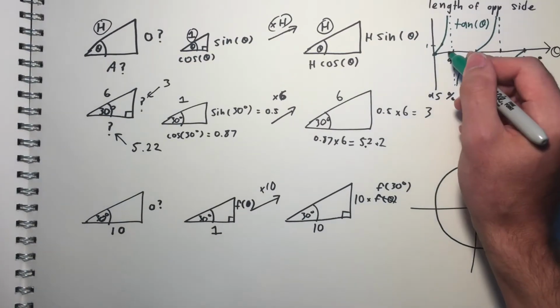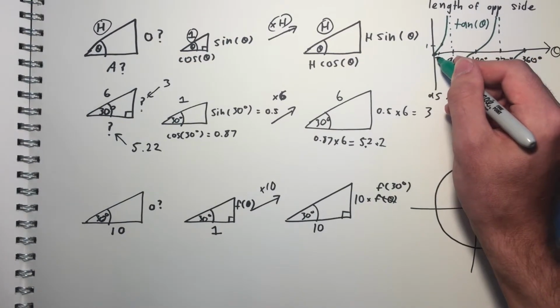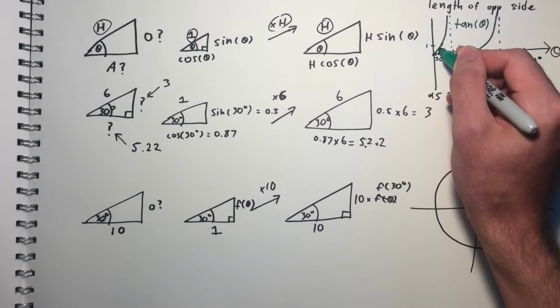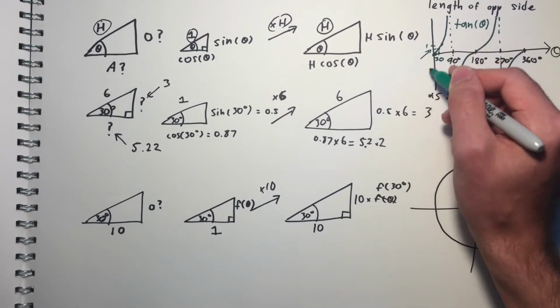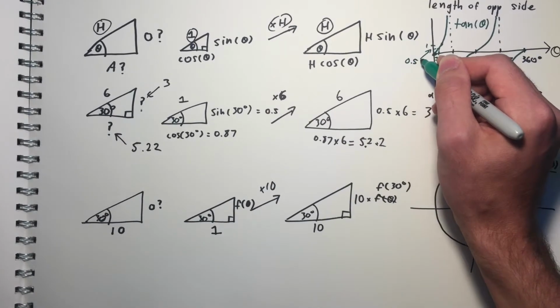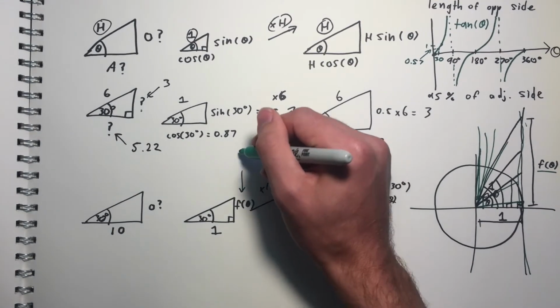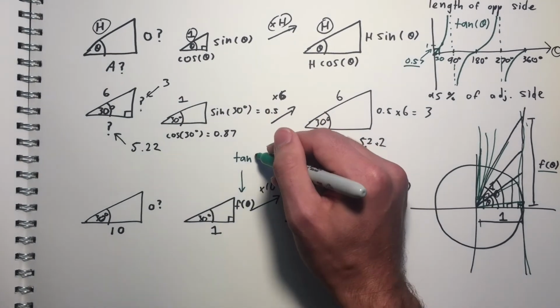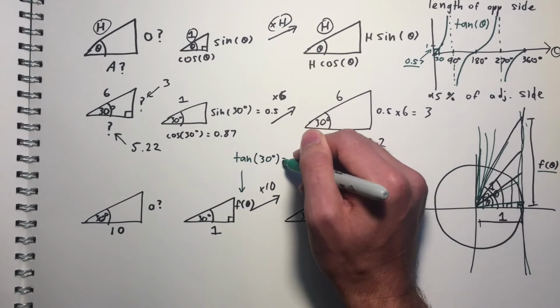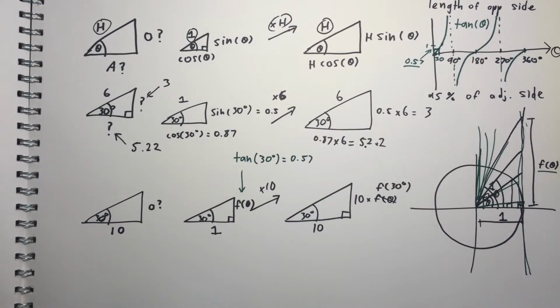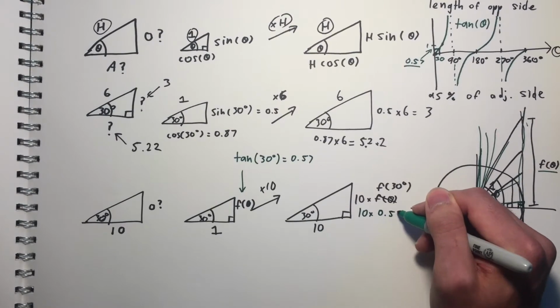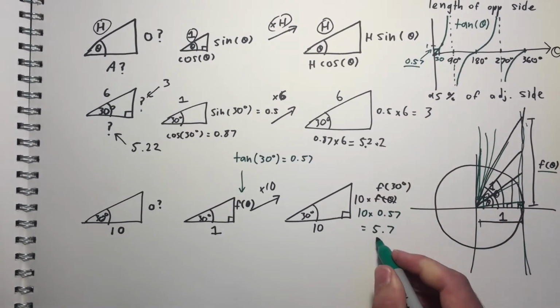So going back to our original problem here, we want to know what tan of 30 degrees is. So we just look at the graph and it's looking like it's about 0.57. And now we've come up with a better name for our function here, and we're going to call it tan of theta. So tan of 30 degrees, we've just checked, is 0.57. So when we scale up this triangle, it's going to be 10 times 0.57, which is 5.7.